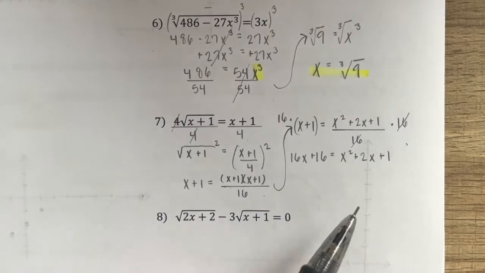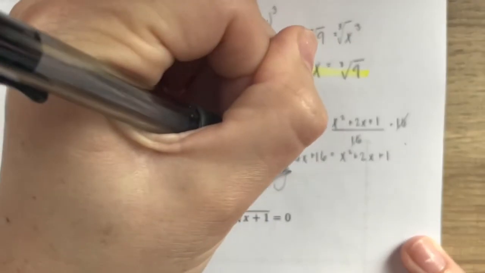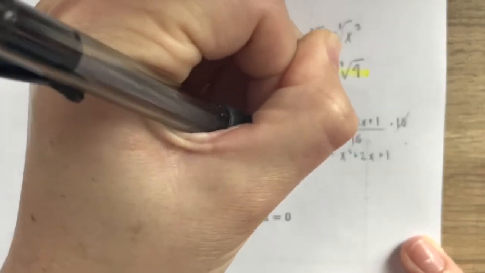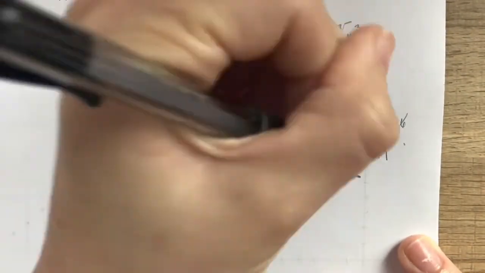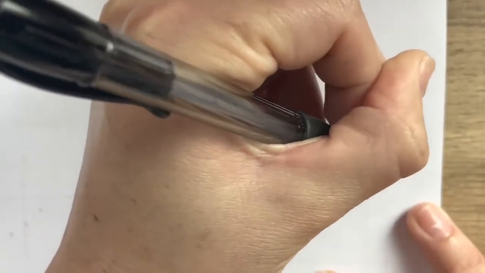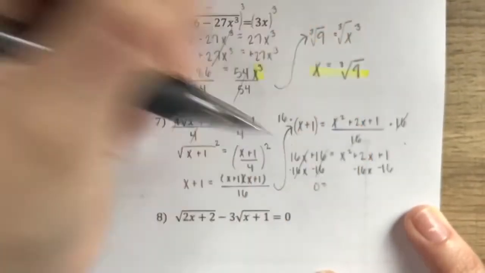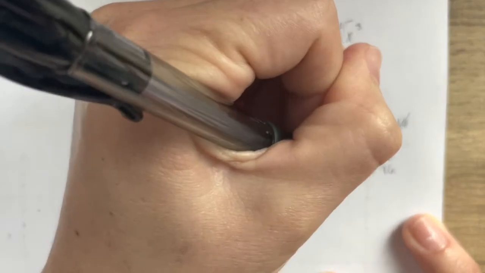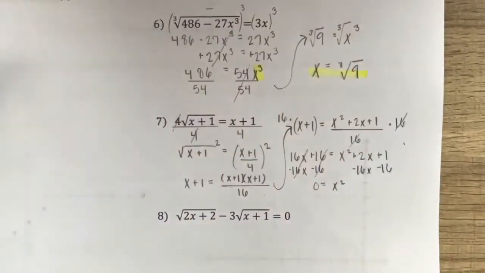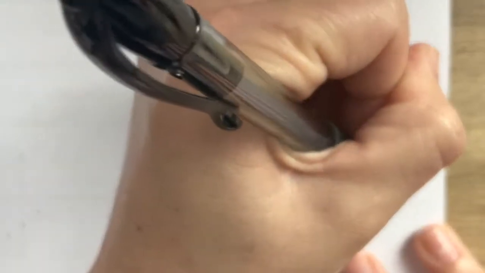And then now we have a quadratic. We have the x squared, so we want to get this in standard form. So I'm going to subtract the 16x and the 16 over. So minus 16x minus 16. These cancel out. I'm left with 0 equals, I'm going to bring down the x squared. 2x minus 16x becomes negative 14x. And then 1 minus 16 becomes negative 15.